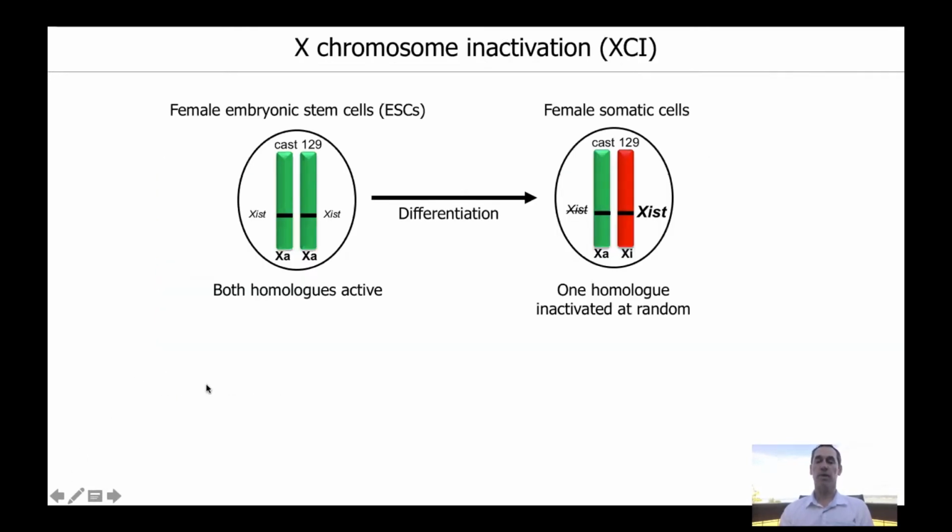Another example of extreme genome reorganization during development is what occurs to the inactive X chromosome in female cells. So initially in embryonic stem cells, both X chromosomes are open and active in female mammalian cells. And then during the course of differentiation, one X chromosome at random becomes inactivated and assumes a very compact structure.